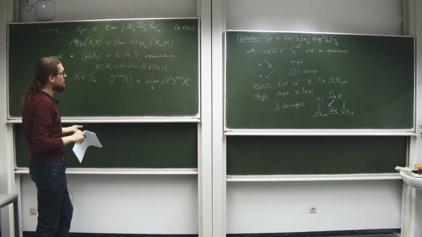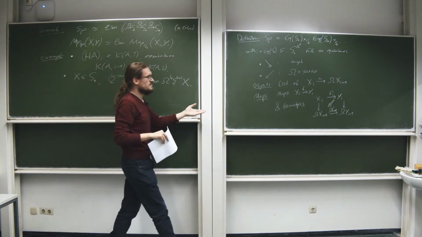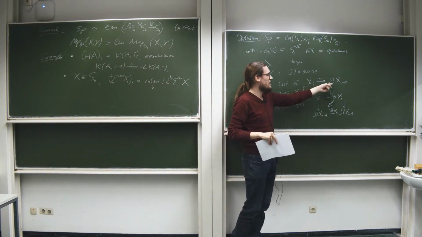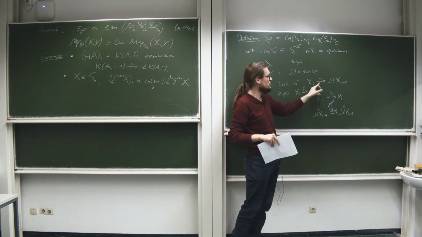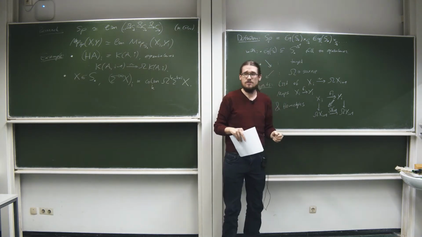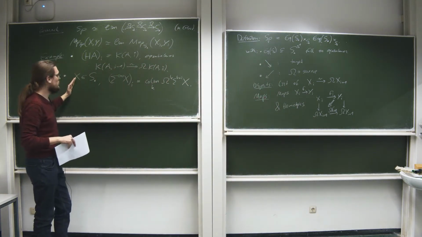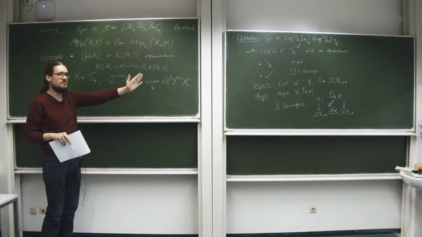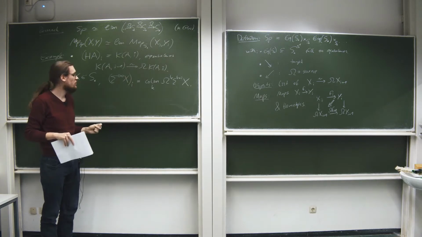So one way to think about this is if you just want a sequence of spaces with maps to loops of the next, then since loops is adjoint to suspension, you could also start with a sequence of spaces with a map from sigma X_i to X_{i+1}. And one way to get that is you start just with a space and take all its suspensions, right? Each of these maps after suspension to the next one.